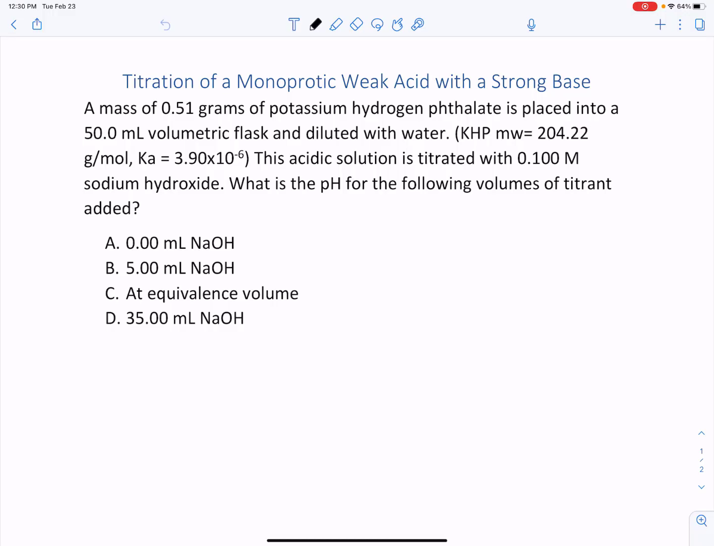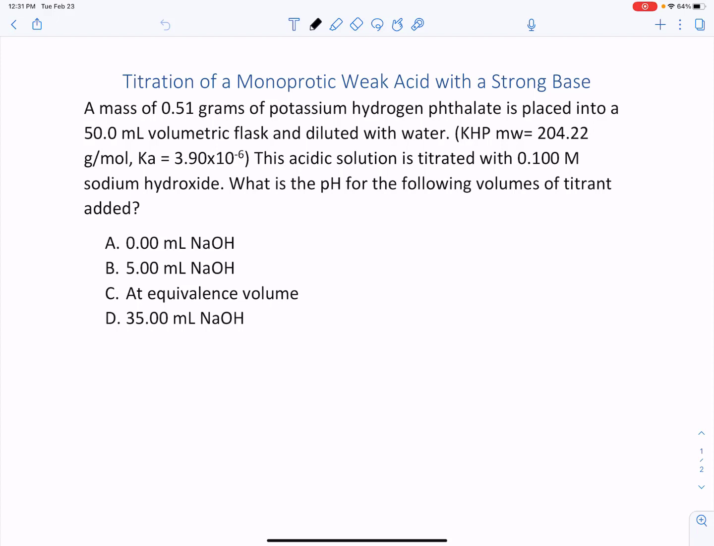In this video, we are going to work on the titration of a monoprotic weak acid with a strong base. A mass of 0.51 grams of potassium hydrogen phthalate, or KHP for short, is placed into a 50 milliliter volumetric flask and diluted with water. It has a molecular weight of 204.22 grams per mole and a Ka of 3.90 times 10 to the negative 6. This acidic solution is titrated with 0.1 molar sodium hydroxide. What is the pH for the following volumes of titrant added?